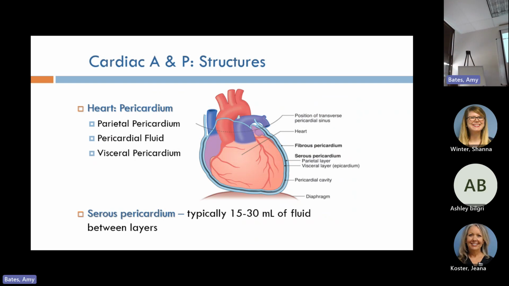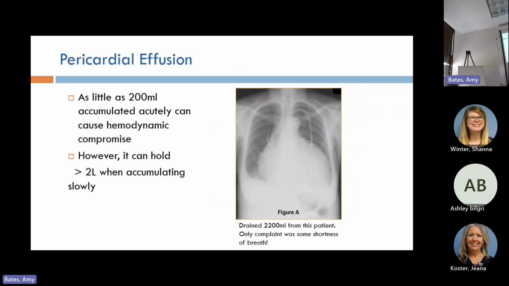Around the heart, we have the sac, which is the pericardium. So we have the parietal pericardium, the pericardial fluid, and then the visceral pericardium, which is on the outside. Typically you have the fluid in the sac. Every time the heart beats, it makes the two layers rub easily together, right? But then what happens when you get a lot of fluid collected into the sac around the heart? In an acute situation, rapidly, as little as 200 mLs can cause hemodynamic compromise.